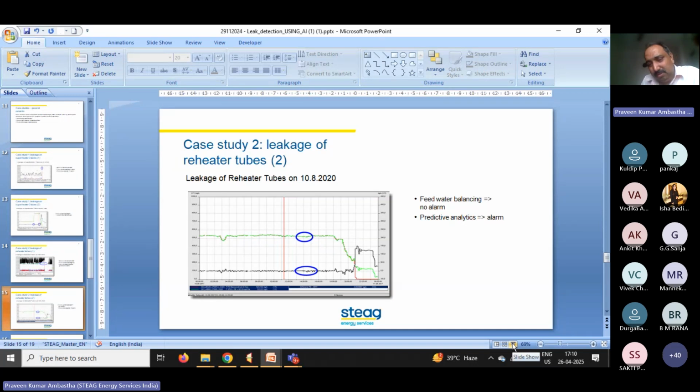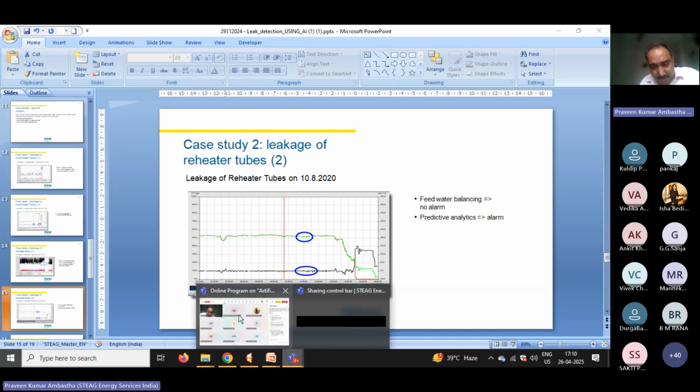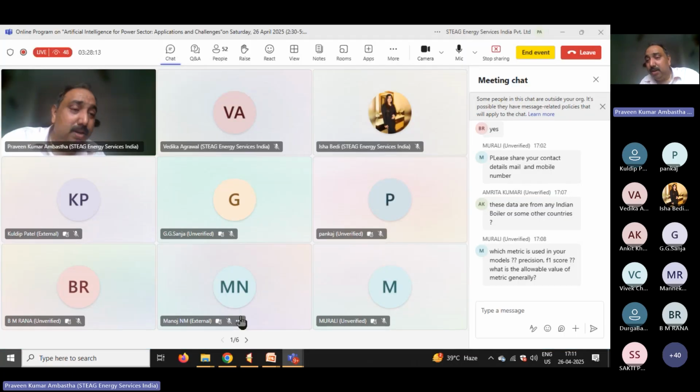I hope that, not in detail, but up to some extent, you are now able to understand it. If you have any question, you can ask. Otherwise, I will go to my last module, that is the course selection matrix.